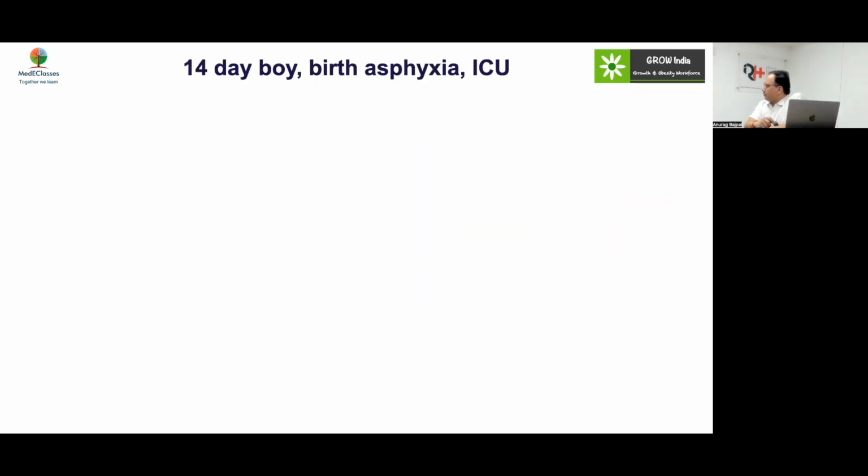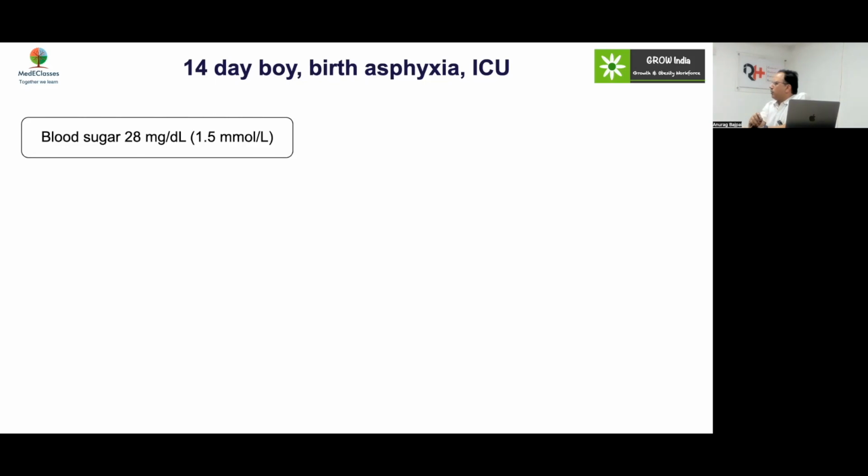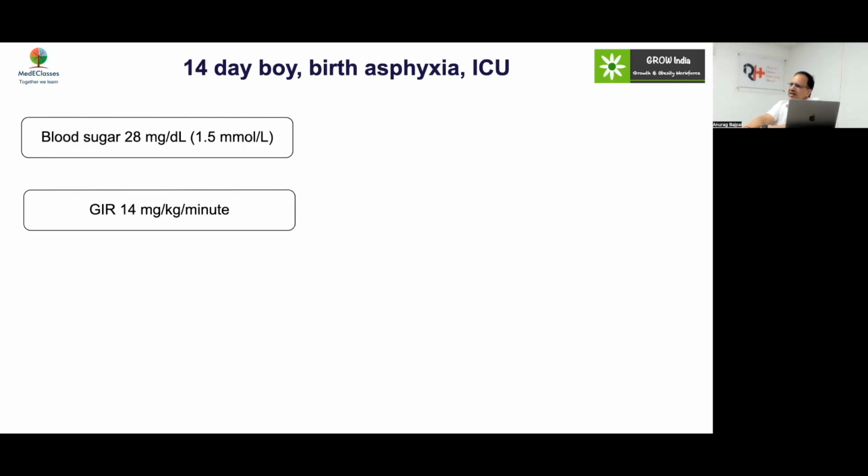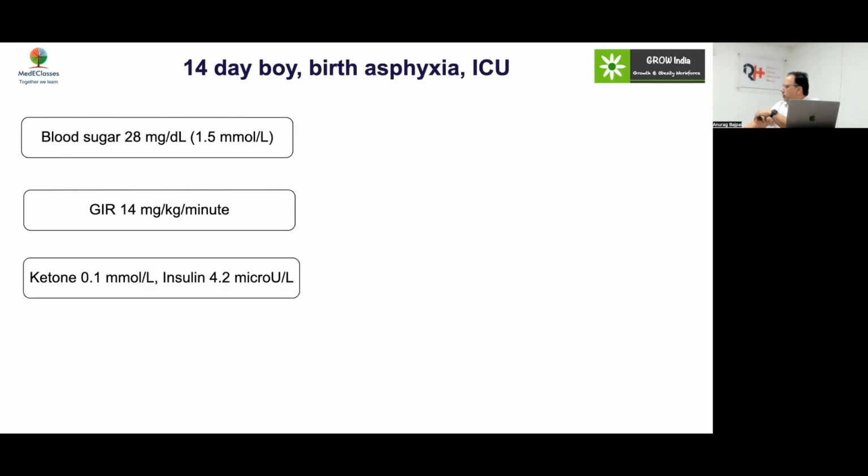14-day-old boy with birth asphyxia in the ICU has hypoglycemia with a very high GIR. Ketone is negative. Insulin is detectable. Birth weight is 1.6. So what are you dealing with?